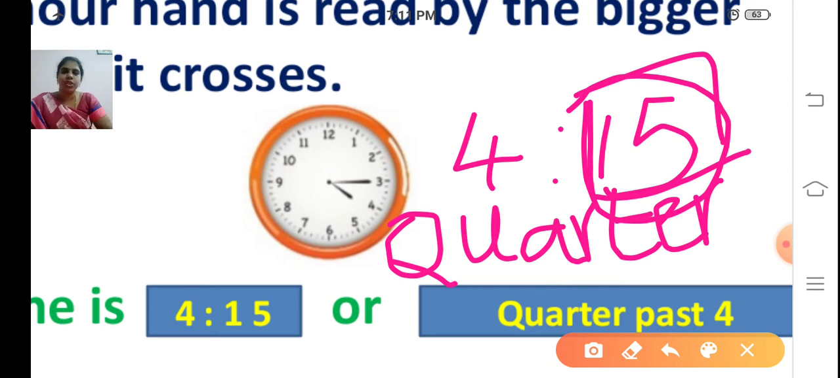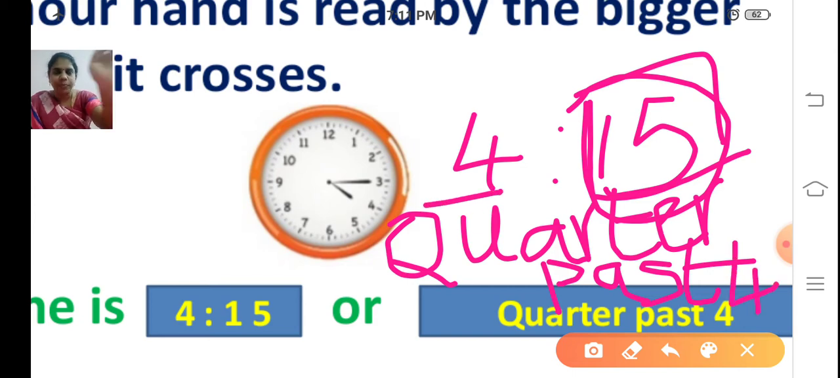That we'll do in the next class. So what does 15 represent? It is quarter. So quarter past. What is the meaning of past? That is already over. So quarter past 4. From 4 o'clock, 15 minutes has passed, right? So quarter past 4.